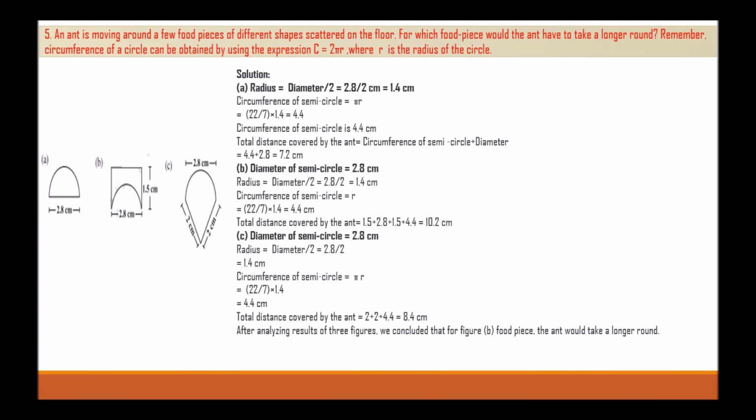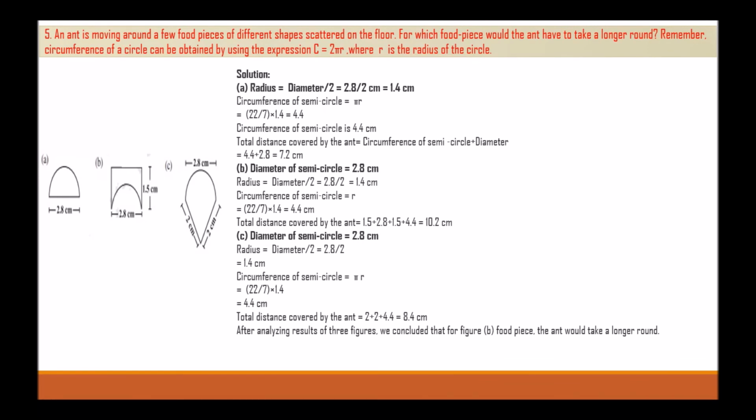Now B, diameter of a semicircle is 2.8 centimeter. Radius equals diameter upon 2. So 2.8 upon 2, we will get 1.4 centimeter. Circumference of semicircle equals pi r. 22 upon 7 into 1.4. We will get 4.4 centimeter. Total distance covered by the ant is 1.5 plus 2.8 plus 1.5 plus 4.4, that is 10.2 centimeter.